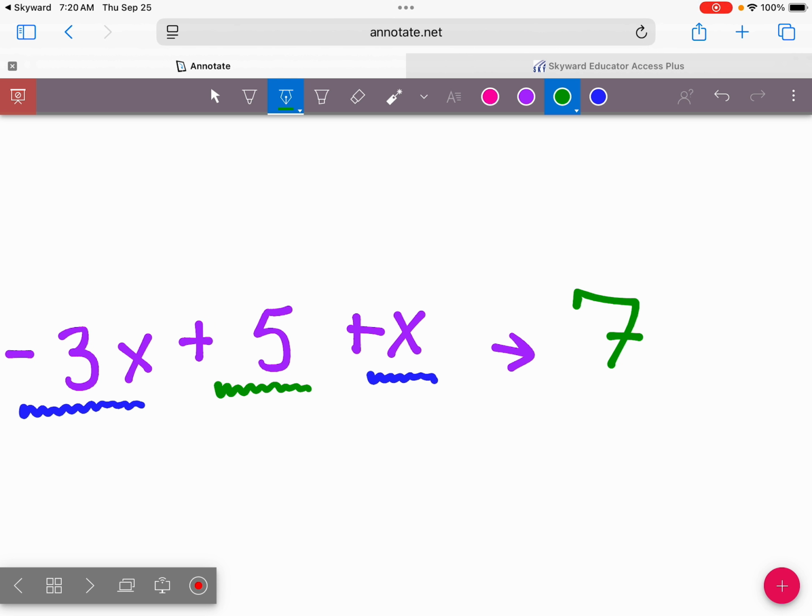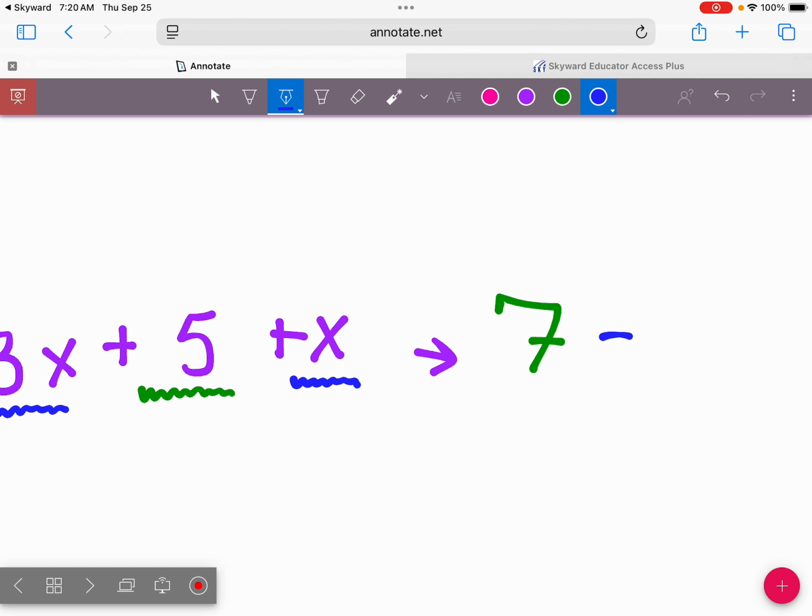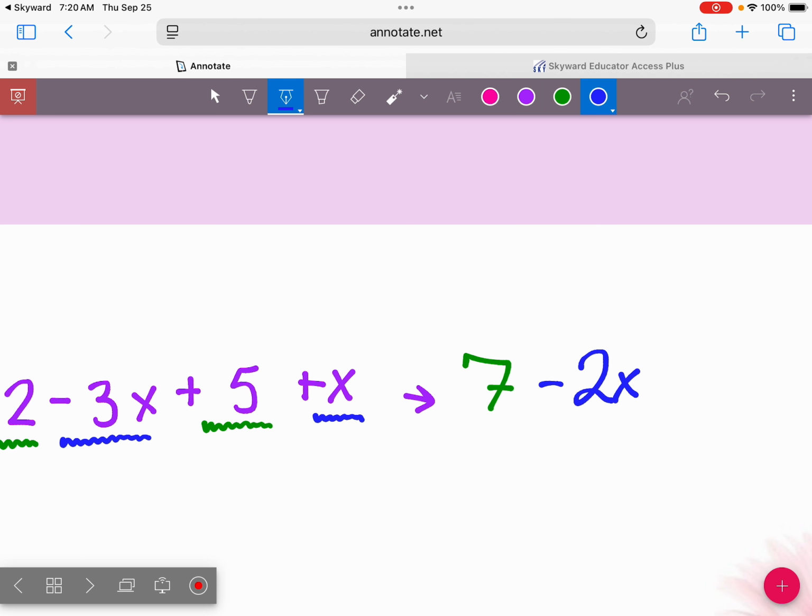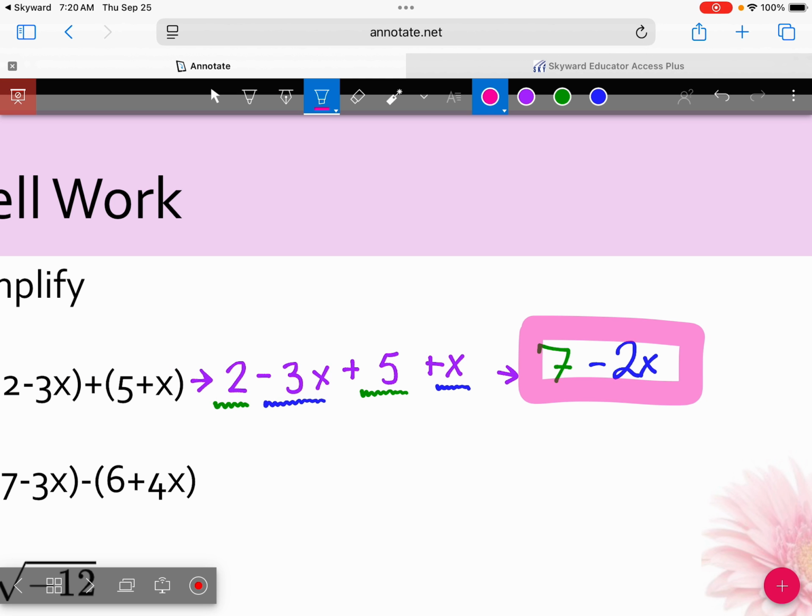And minus 3x plus x, it's going to give us a minus 2x. And we can write it like this, 7 minus 2x, or we could put minus 2x plus 7. Either way is fine. And that's it. Questions on that one?